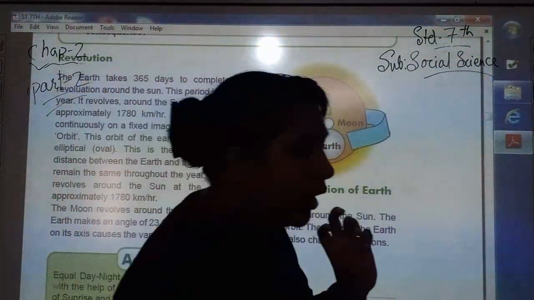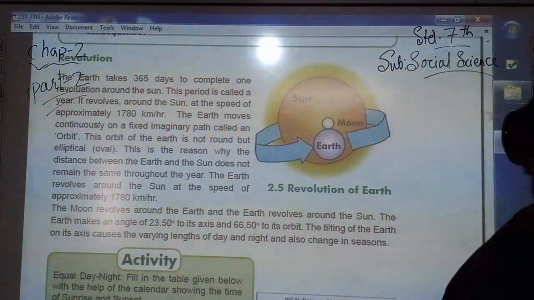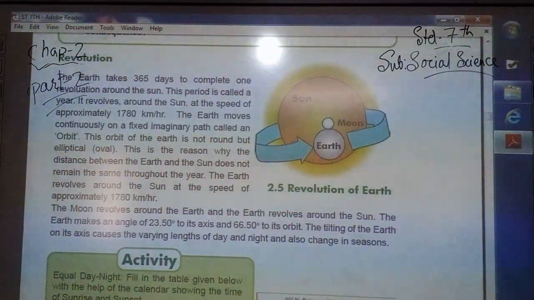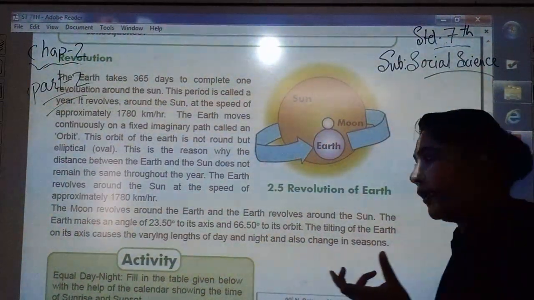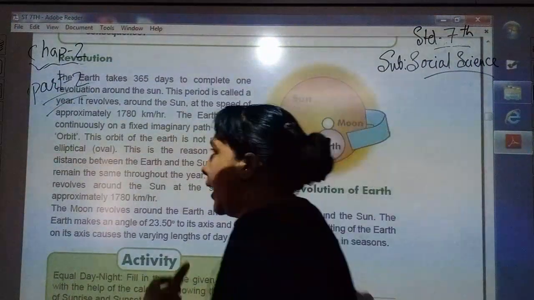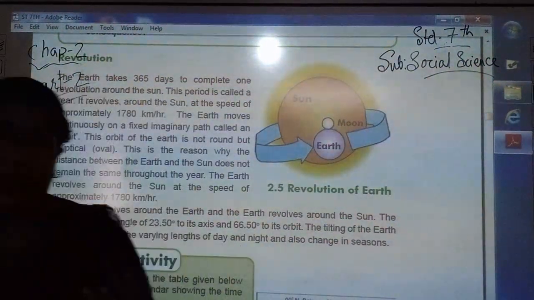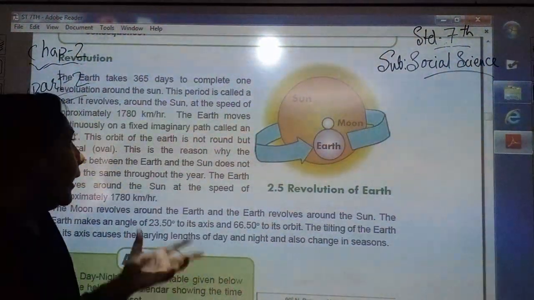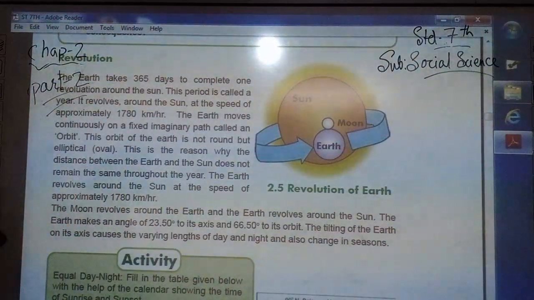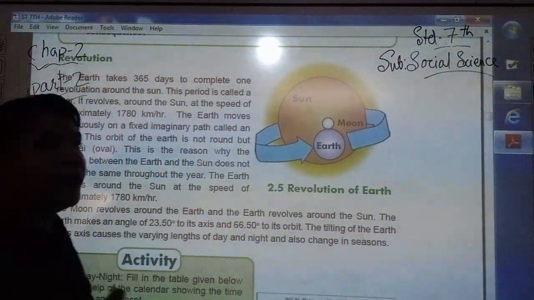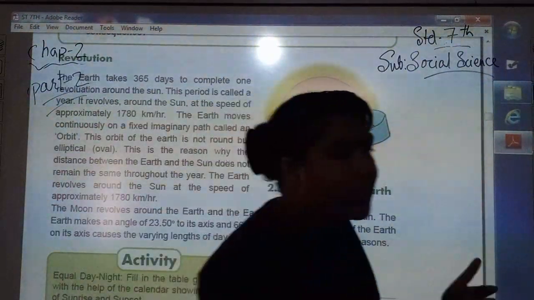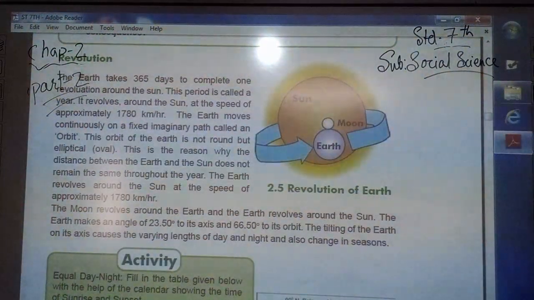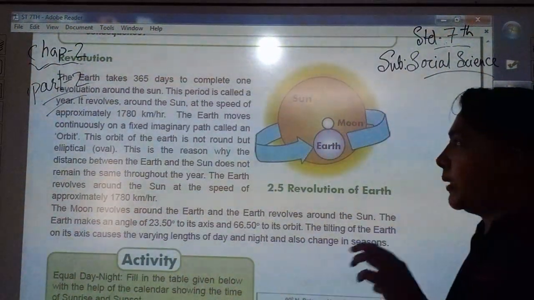Because the earth is moving around the sun, it can't be one day. It will be 365 days. In 365 days around the sun, as I told, the seasons will be there. This period is called a year. Naturally, sometimes it is 366 days as a leap year, when February has 29 days. Understood this thing? Did you understand this much?